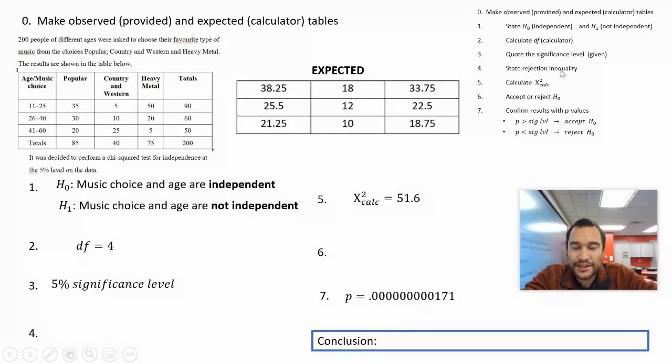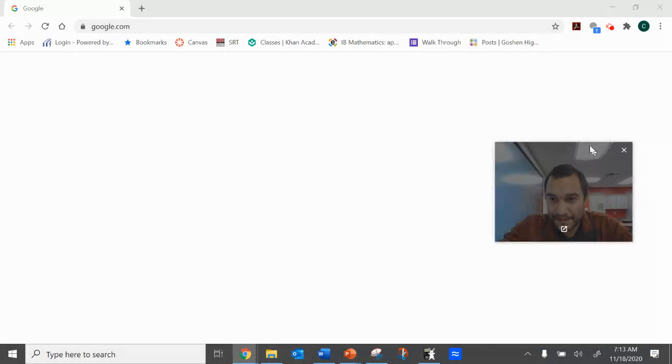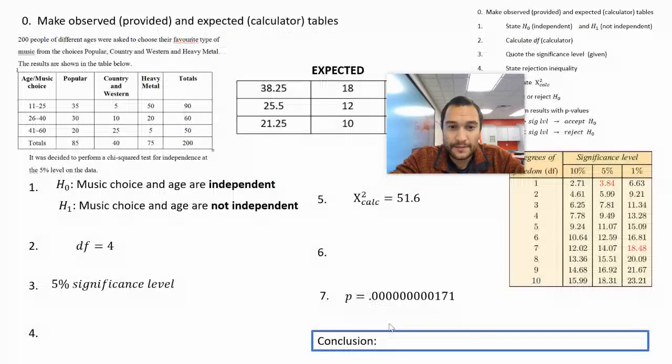Step 4, state the rejection inequality. To do the rejection inequality, you're going to need this table that my face is currently blocking, and whoops. To use this table, you need degrees of freedom and your significance level. Luckily for us, steps 2 and 3 right above it are those two things. So my degrees of freedom is 4. Go to 4, 5% significance level, and it's going to give you a value. So go down to 4, over to 5. 9.49 is my significance level, or sorry, my critical value.